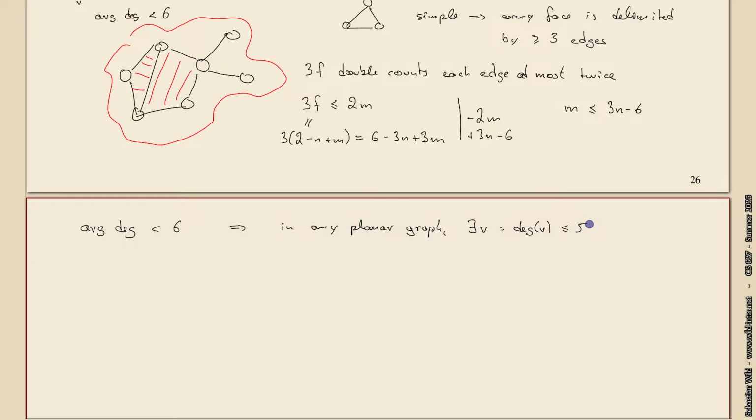And the proof is by contradiction. If all vertices had degree at least 6, then the average would be at least 6. It's as simple as that. You could call it the probabilistic method if you want. If you draw a random vertex, the expected value is less than 6, then there must be a vertex that's below the expectation.